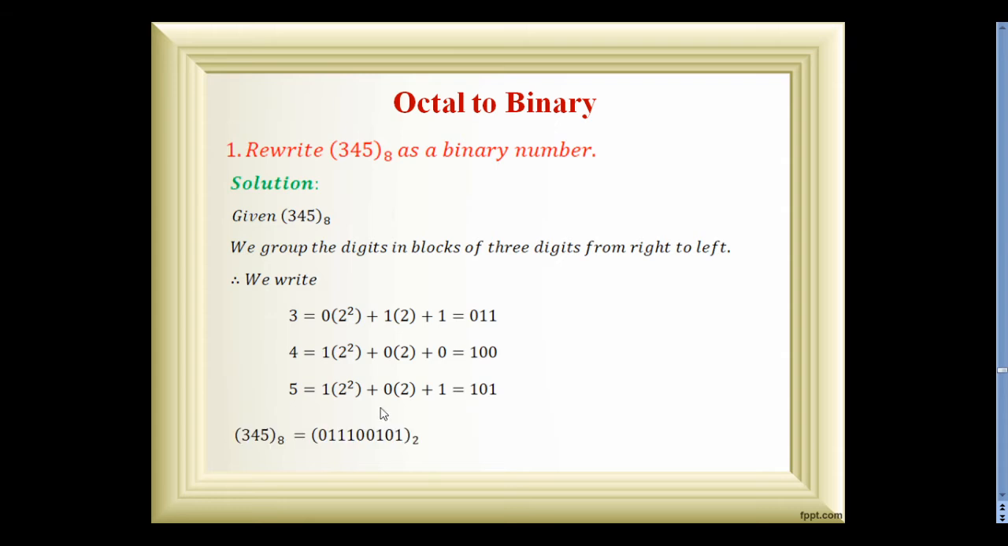Now we write the answer. So how to write? The first term is 3. So what is the value of 3? 0, 1, 1. That 0, 1, 1 we should write. Then 4. What is the value of 4? 100. So that 100 you write in the middle. Then the value of 5 is 101, that you write at the last. So this is a binary number under base 2.